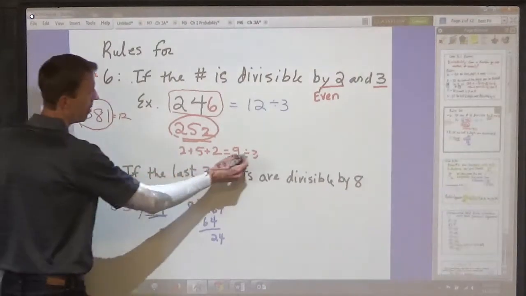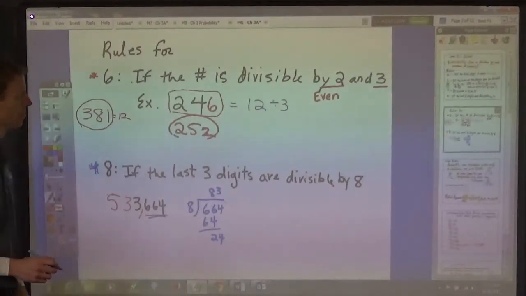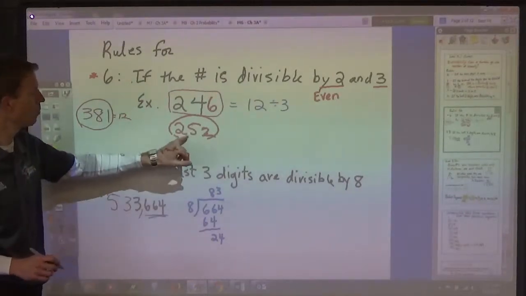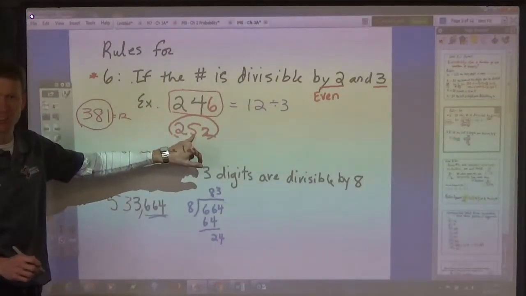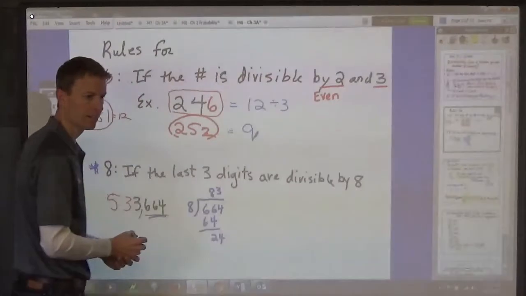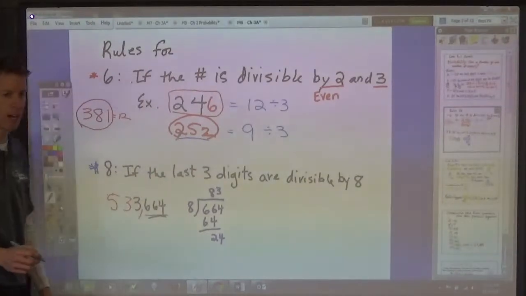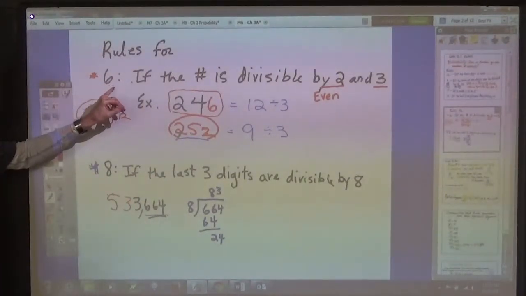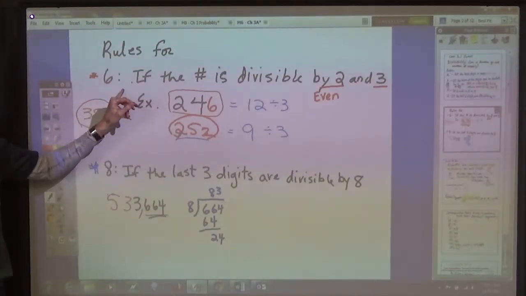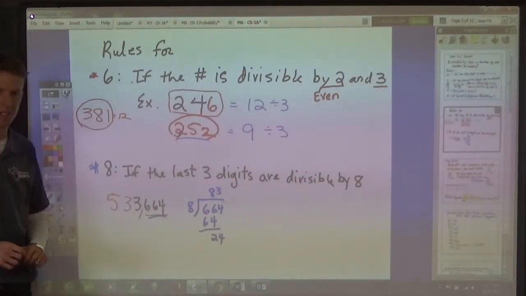Is this one 252? Is that divisible by 6? It's not? What's 2 plus 5? Oh! 2 plus 5 is 7. Plus 2 is 9. And is 9 divisible by 3? Yeah, so then this number is divisible by 6. It's an even number and it's divisible by 3. Okay? Any questions on that?